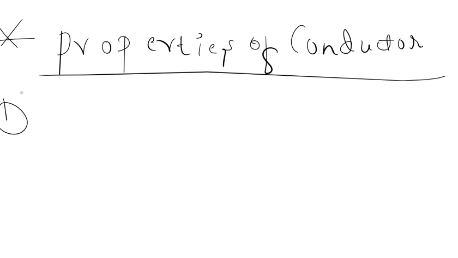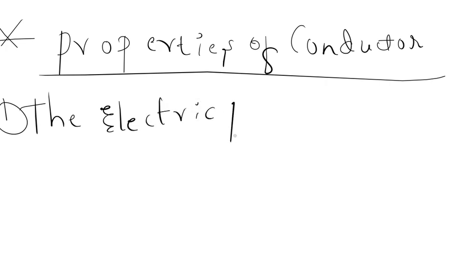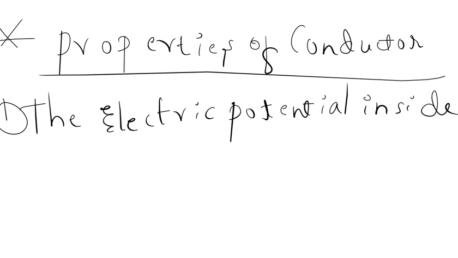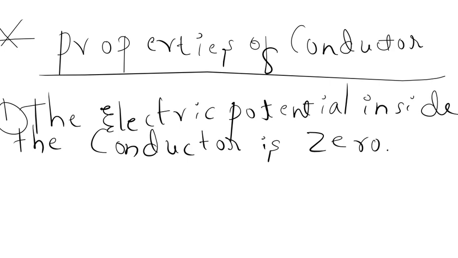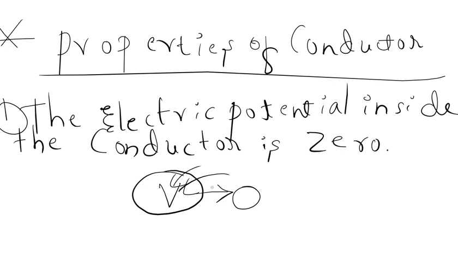Whatever the electric potential inside the conductor is always zero. So suppose you consider any conductor, then the electric potential, denoted as V inside, inside the conductor is always zero. The electric potential inside the conductor is always zero.